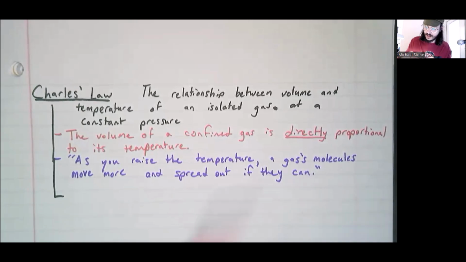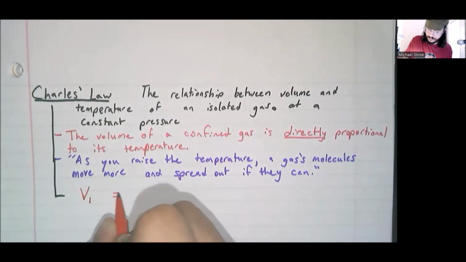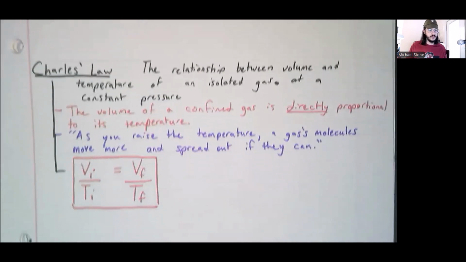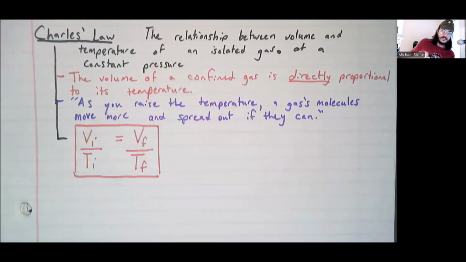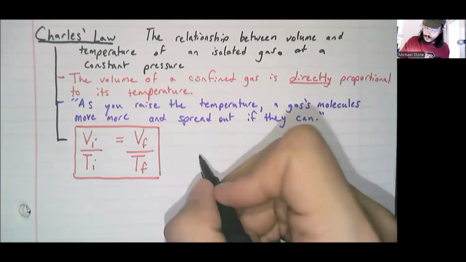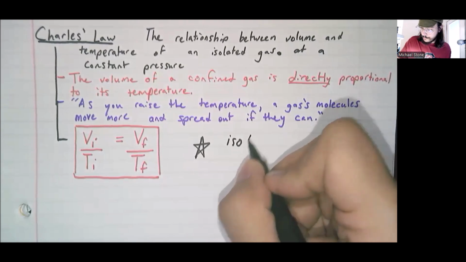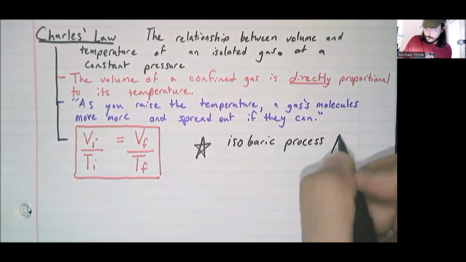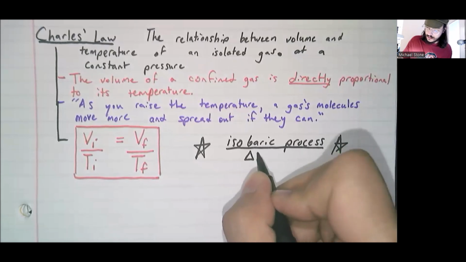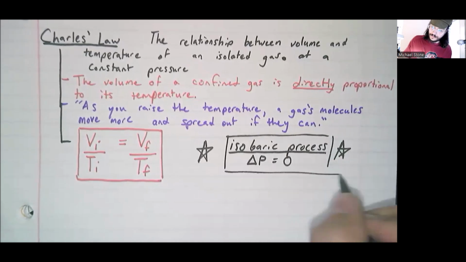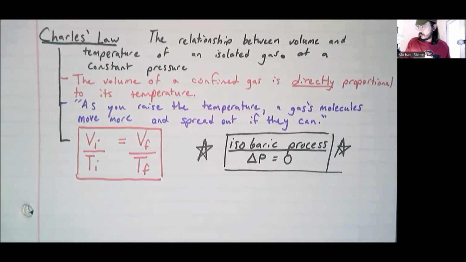For two things to be directly proportional, there you go. Constant pressure means that this process is not isothermic. We would call this process isobaric, meaning that the change in pressure is zero. Just introducing vocabulary.